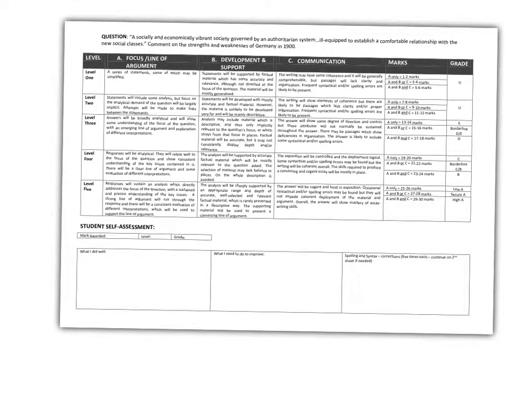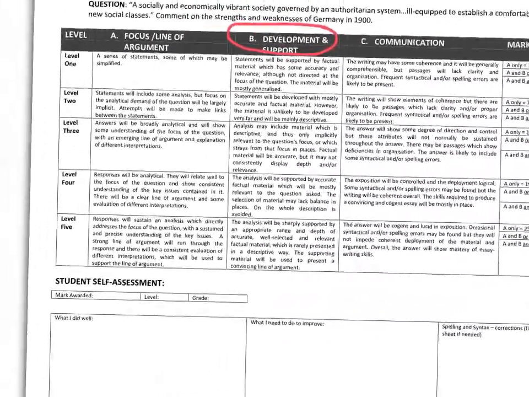This is the second of a series of 4 linked podcasts that takes you through the mark scheme for the A-level essay section A. The second podcast focuses in on the second strand, which is development and support. So we will zoom in.